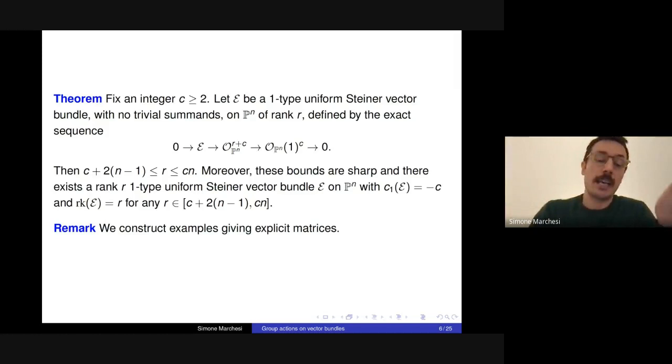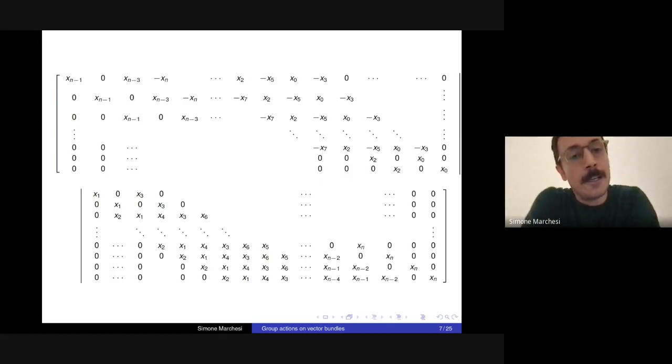Just to give an idea, this is one matrix. It's too big, I cannot fit it horizontally, but we managed to construct all these families.